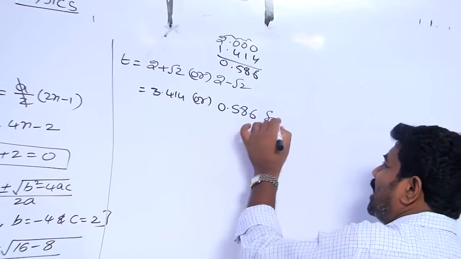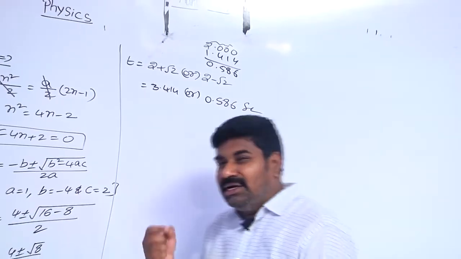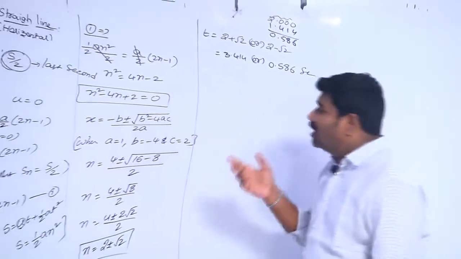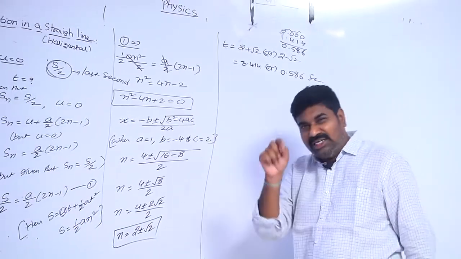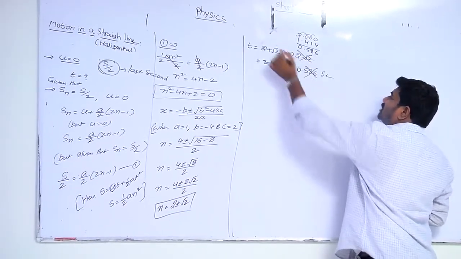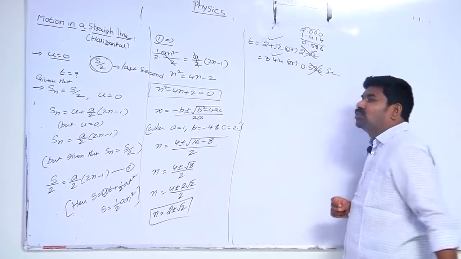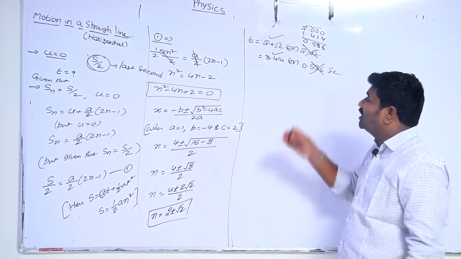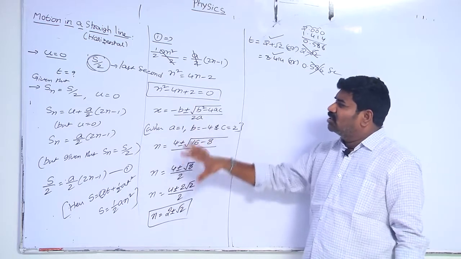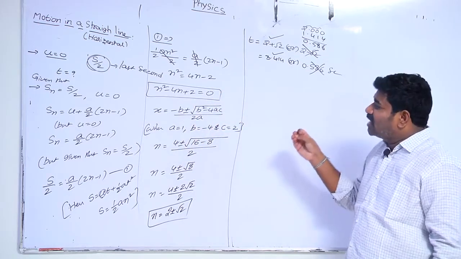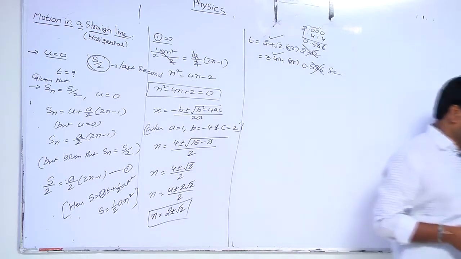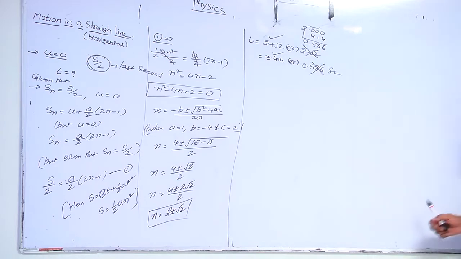Which one is correct? In the problem, it is given that in the last second of the journey it covers half of the distance. Last second means the answer must be greater than 1 second. So which one is correct? 2 plus root 2 seconds is correct. What is the time of journey? That is nothing but 2 plus root 2 seconds. This is about how we can use the kinematic equations to solve problems. Now we go for the graphs.